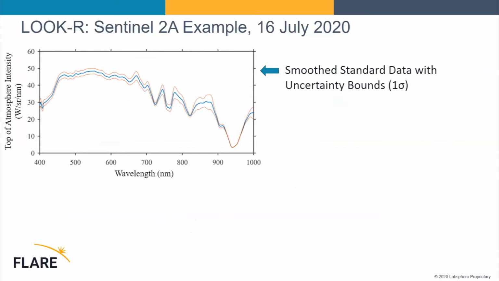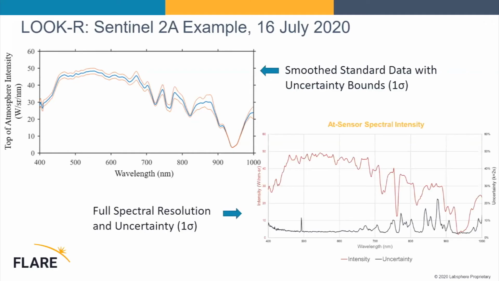So here is a graph presented in a similar fashion to the RadCalNet. So this is smooth data. The blue line is the absolute measurement. The orange lines are the upper and lower bounds of uncertainty for that given measurement. But the full spectral resolution we can also provide, because on our radiometric tower we actually have a spectrometer from the 350 to 1,000 nanometer range.